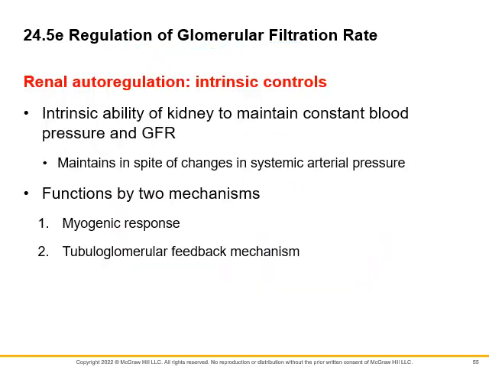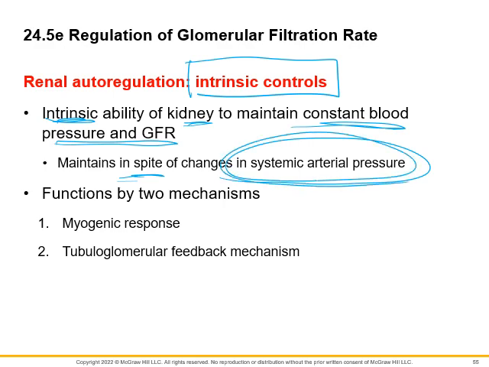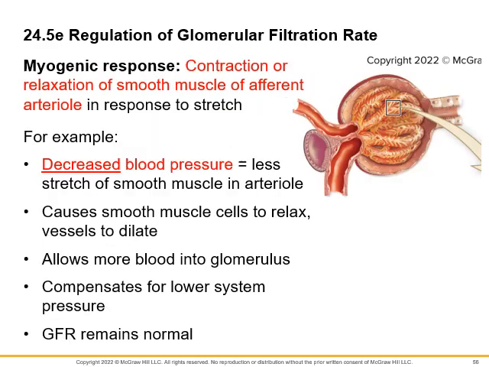So first, let's look at the intrinsic controls. So intrinsic controls for the kidney to maintain the constant blood pressure and constant glomerular filtration rate, independent of what's happening in the systemic arterial pressure. We're going to look at these two mechanisms. So the first example here of intrinsic control is this myogenic response. So contraction or relaxation of the smooth muscle of the afferent arteriole.